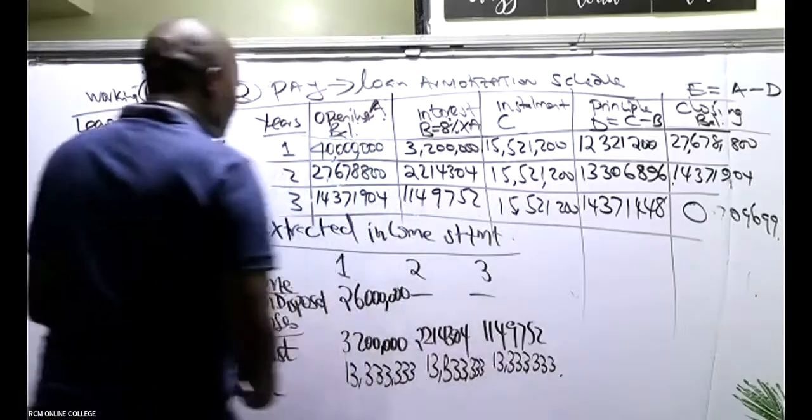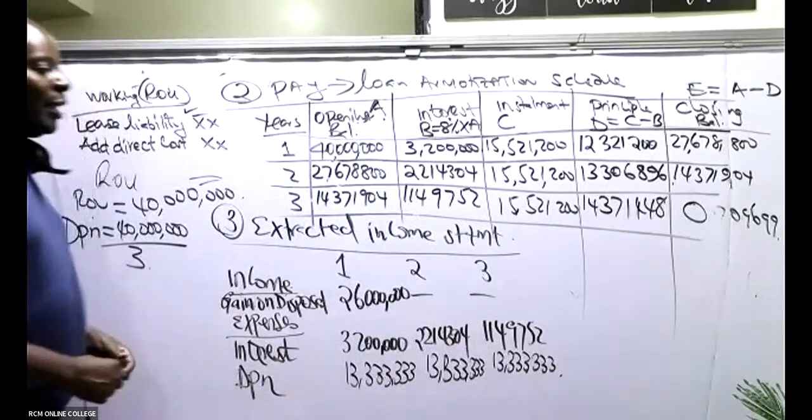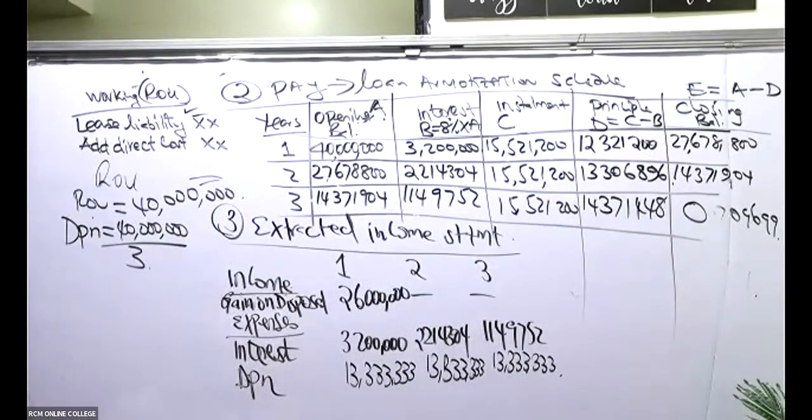And now you are through with your extracted income statement. These are the numbers you'll be able to take out for your income statement pertaining to your leased asset. These are the numbers you should take to have the full extracted income statement. So please ask questions.